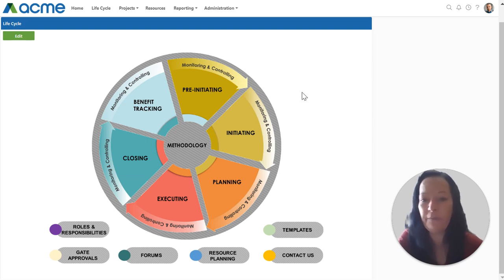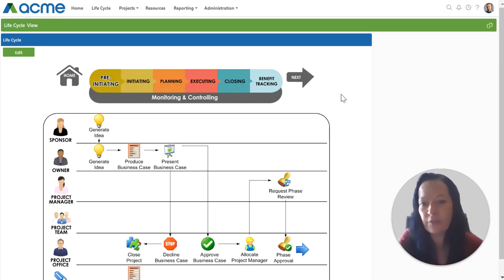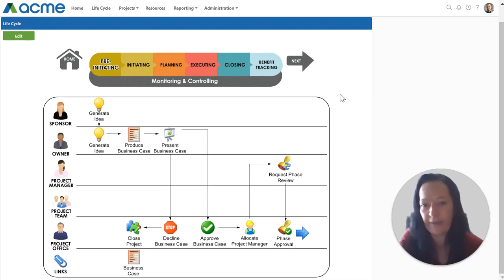There is also a 4-phase that goes from initiating through to closing that can be switched within a click of a button. Okay, let's talk to some interactivity. So if I click through to the pre-initiating phase, that takes me to the swim lanes for that specific phase. So on the swim lanes, you can see who the key stakeholders are and which actions they need to address in order to get this project through the pre-initiating phase in order to move to initiating.